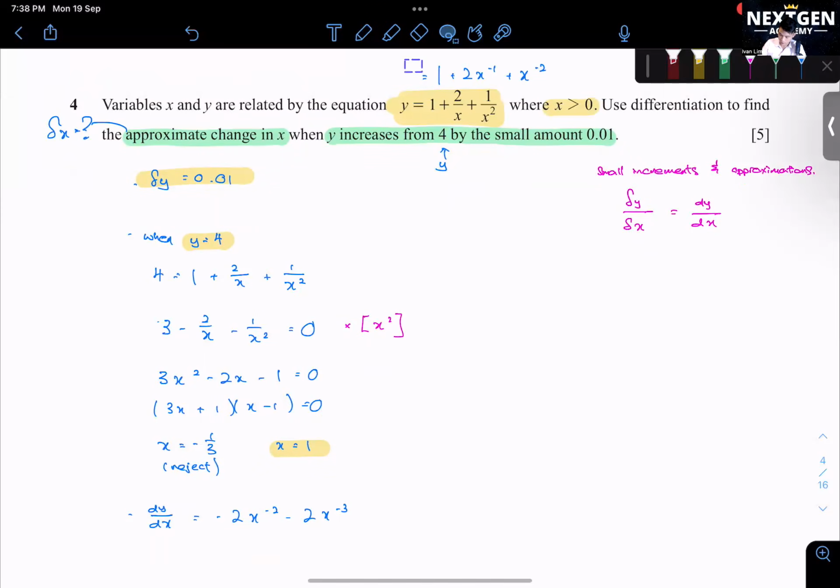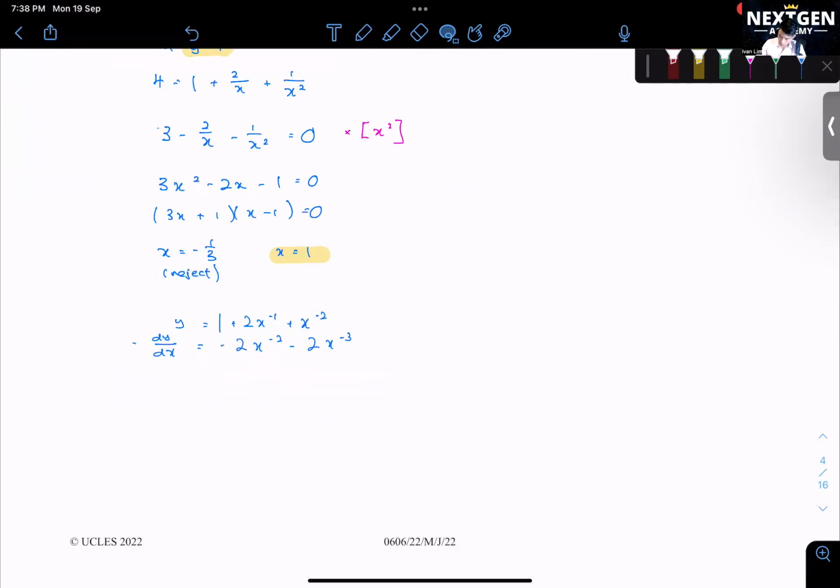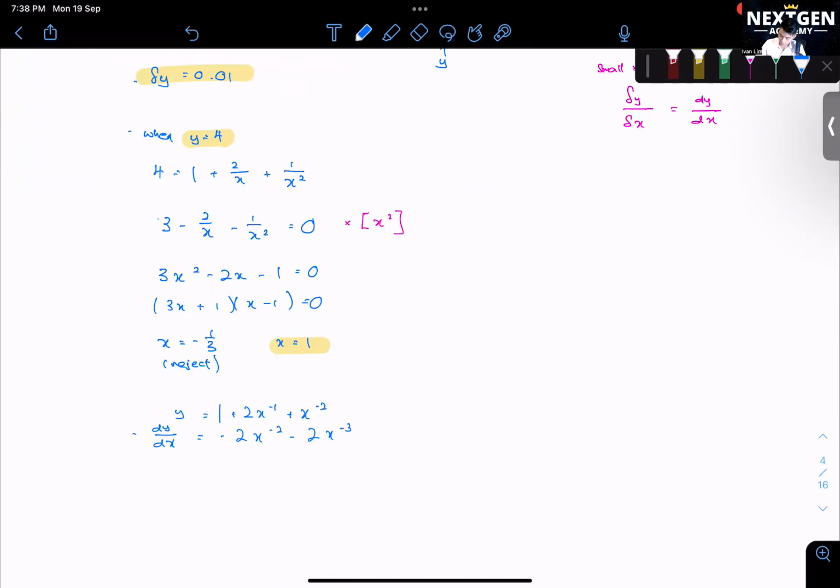Okay, I just maybe write it down. This is my y. Okay, then I want to sub in my x equals to 1 so I can find the value of dy over dx. So when x equals to 1, dy over dx equals to 2 times 1 to the power of -2 minus 2 times 1 to the power of -3, you get -4.